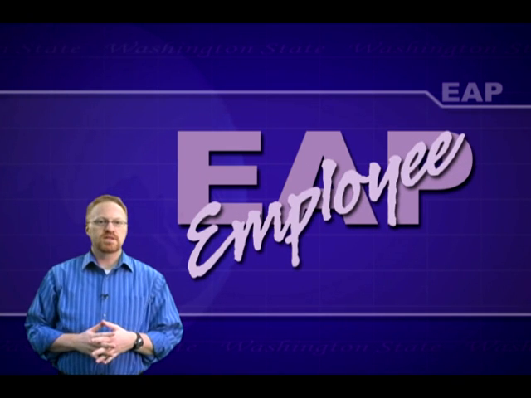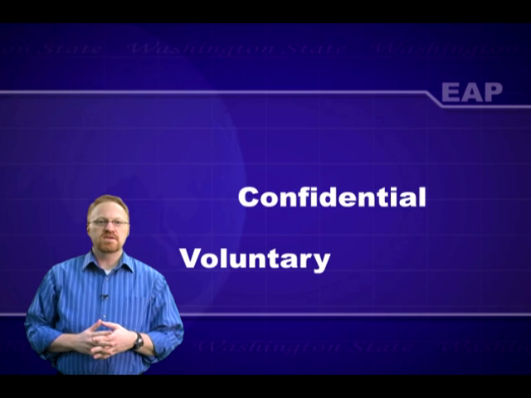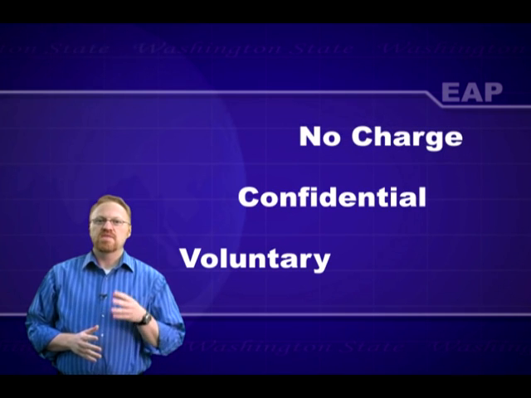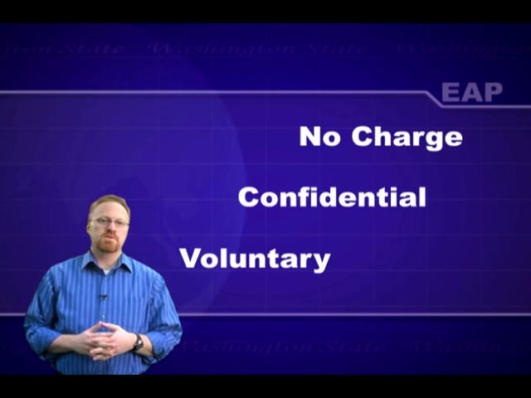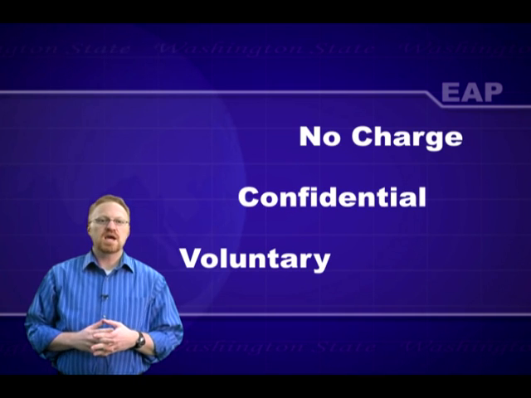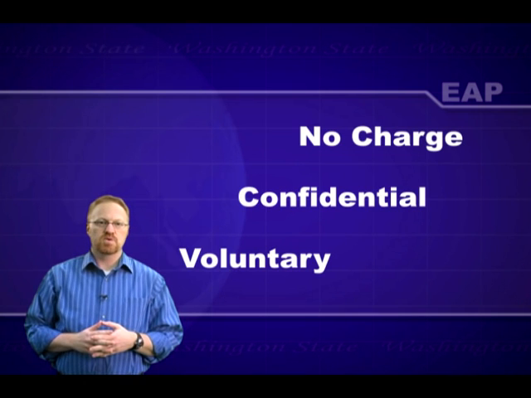Welcome to the employee orientation for the Washington State Employee Assistance Program, commonly known as EAP. The EAP is a voluntary, confidential program that is available at no charge to all state employees and their immediate adult family members. During this time, we will explain what services we offer and how you may utilize this program.